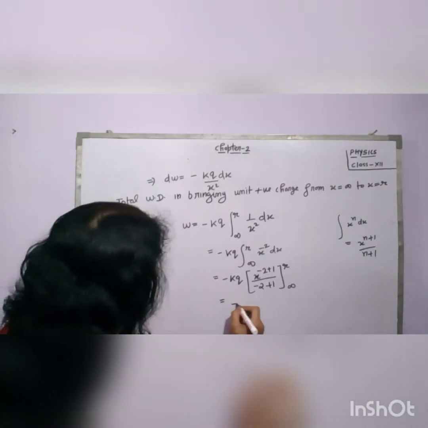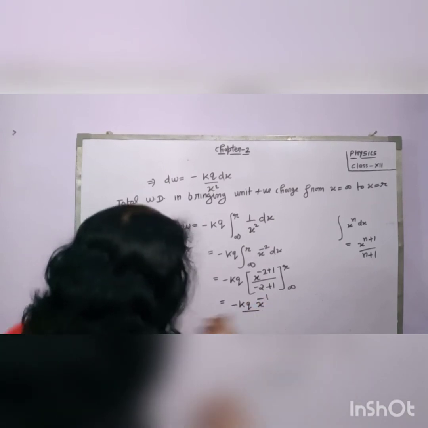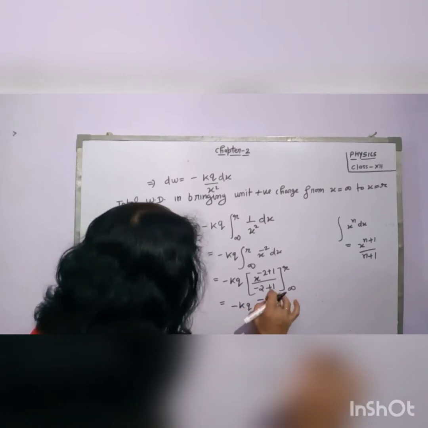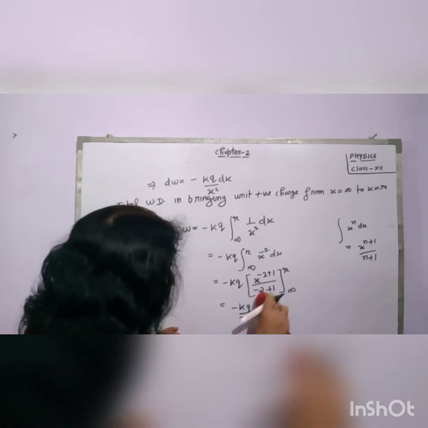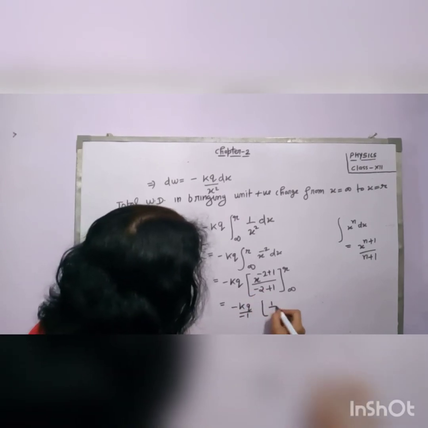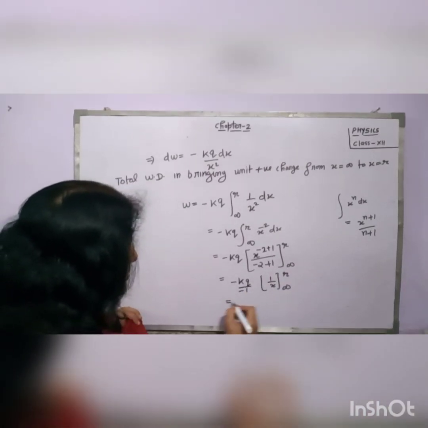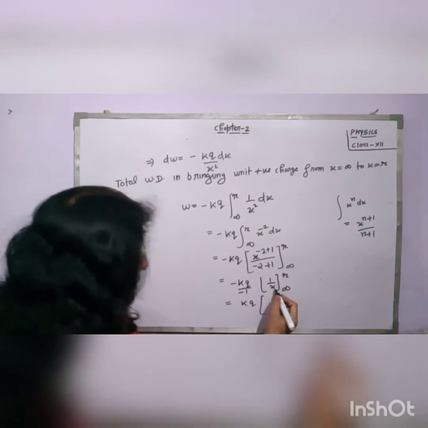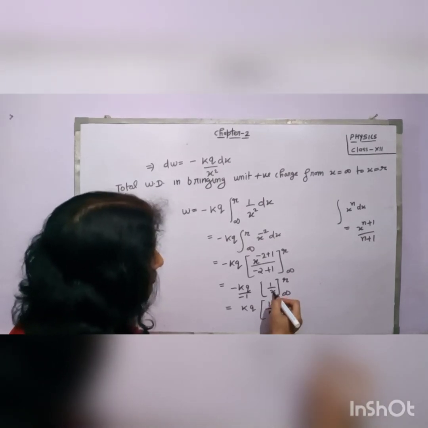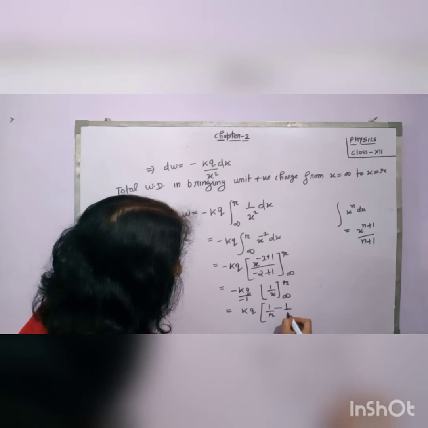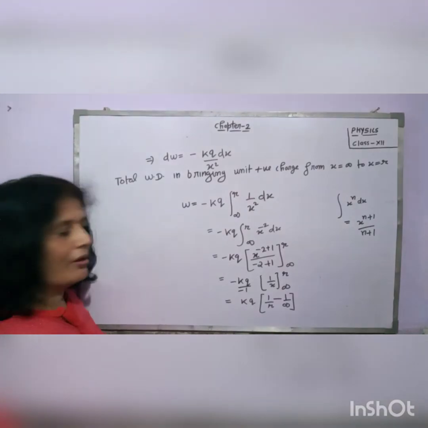You can write it here, minus kq, x raised to the power minus 1 upon minus 1. Minus 1 comes outside the integration and x raised to the power minus 1 is 1 upon x, with the limit infinity to r. Minus minus becomes plus, that means kq. Now in place of x we have to write r and then minus sign, and in place of x we have to write infinity, that means 1 upon infinity. And you know the value of 1 upon infinity is always equal to 0.